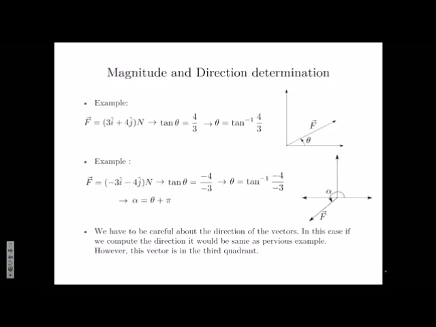Magnitude is never a problem, because you square them. So even if it's a negative quantity, it becomes positive. You will never have a square root of a negative quantity. But with the direction, you have to be a bit careful.